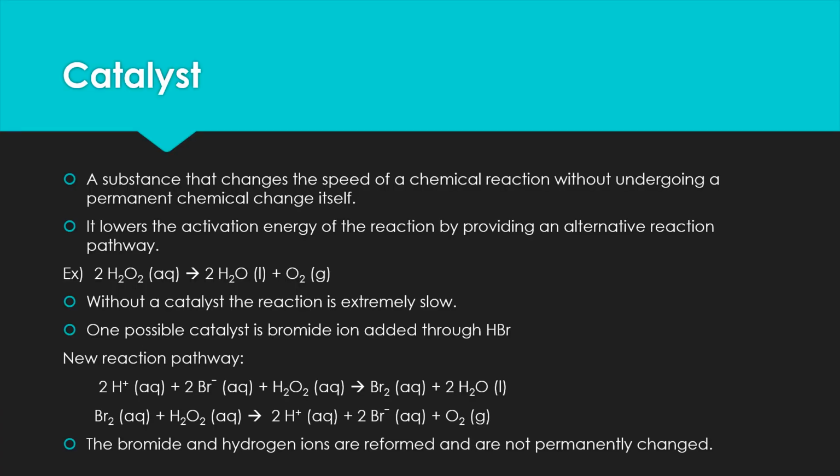So a catalyst is a substance that changes the speed of a chemical reaction without undergoing a permanent chemical change itself. So the catalyst itself doesn't change throughout or after the process is over. It lowers the activation energy of the reaction by providing an alternative reaction pathway. So this is where we start to see reaction mechanisms occurring, with multiple steps occurring for a reaction.